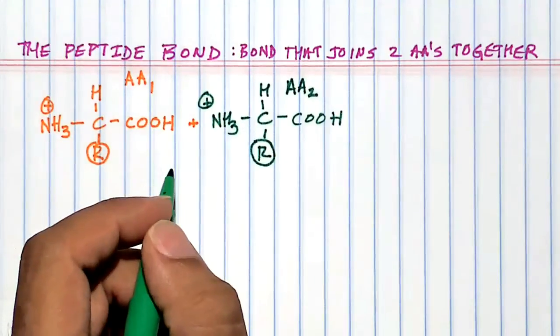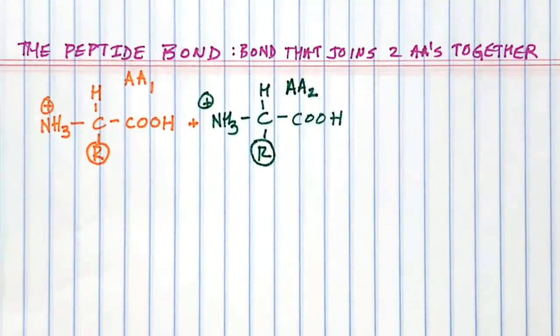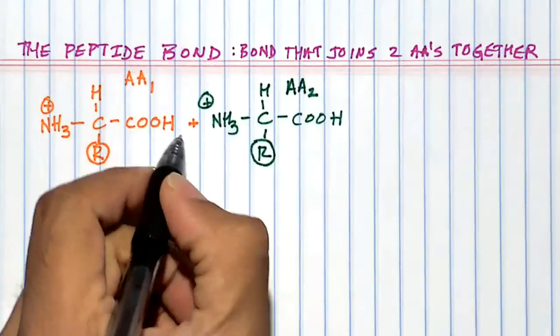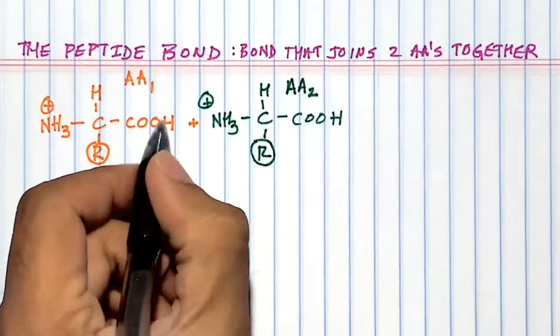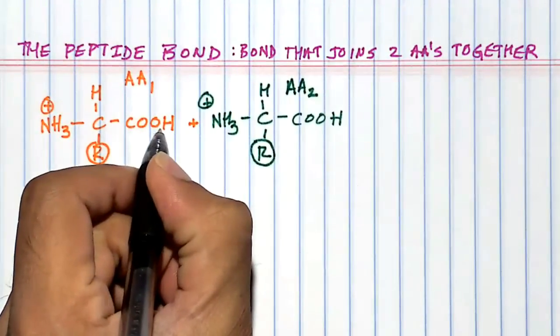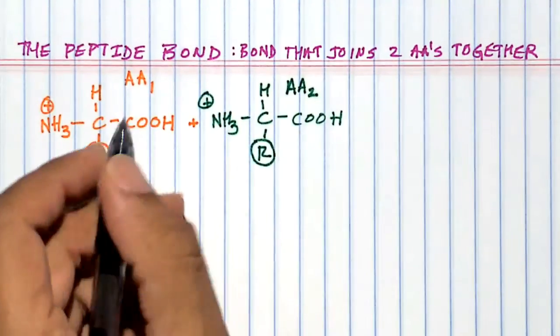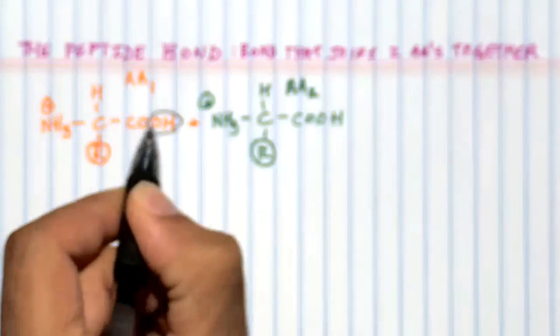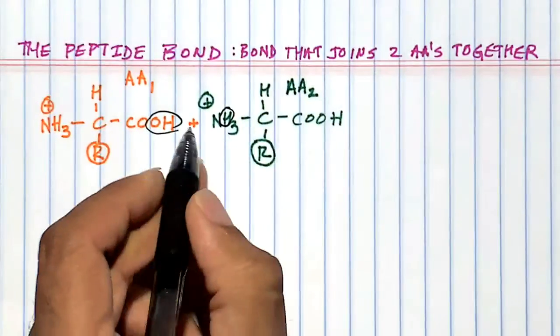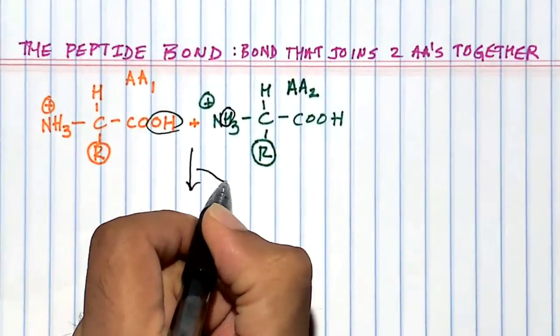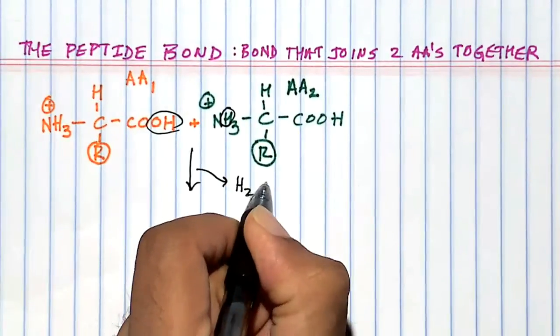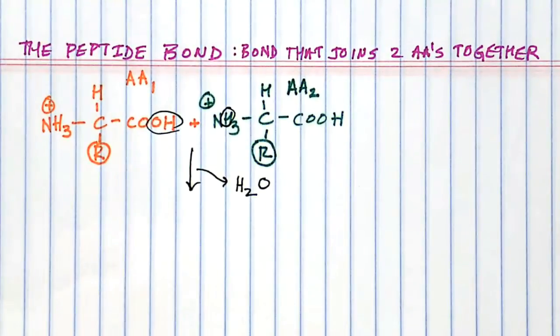So here's the reaction that occurs. I'll put this in a different color. So what happens is that the carboxylic acid group, the alpha carboxylic acid, reacts with the alpha amino group. So this OH will react with one of the H's. And then water comes out. So this is actually a dehydration reaction where water is removed. And now you have a peptide bond.